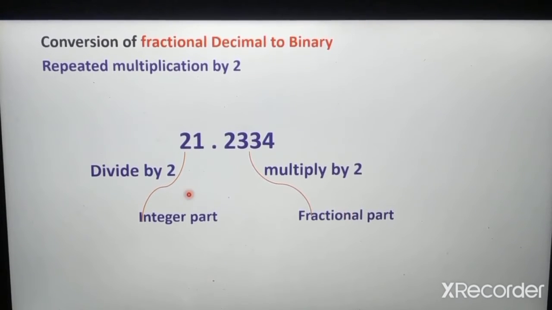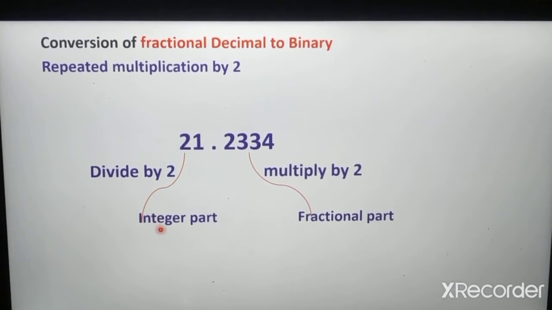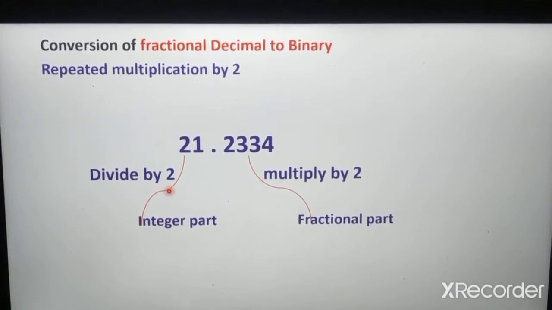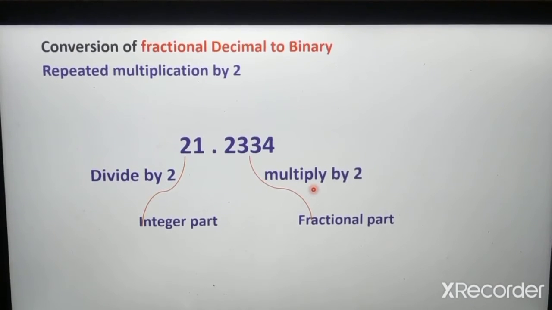Already we have studied how to convert the integer part of a decimal number into a binary number. Here we repeatedly divide the given number by 2 until we get the quotient as 1. Here in this fractional conversion, we have to multiply the given fractional number by 2 until we get the fractional number as 0 or a repeated fraction value.